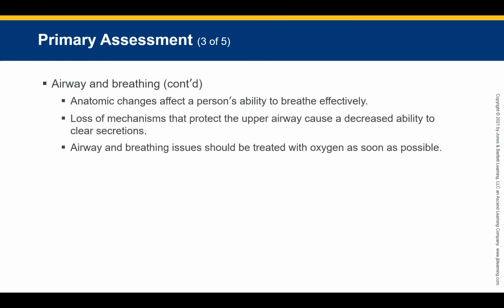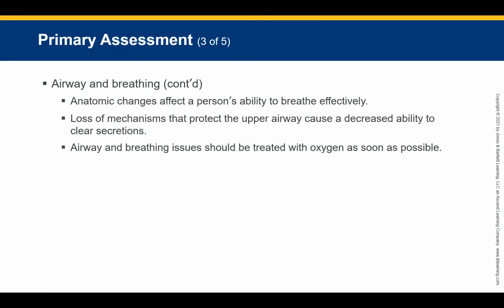So you may have some anatomic changes. It talks about their ability to breathe, because remember, the lung muscles and the chest wall muscles are weaker. They're not able to push all that fluid out like we can. The loss of mechanisms that protect the upper airway, such as cough and gag reflexes, causes a decrease in clearing secretions. They're going to cough and they're going to get congested. They're going to have a worse reaction to food in the mouth or food in the throat.